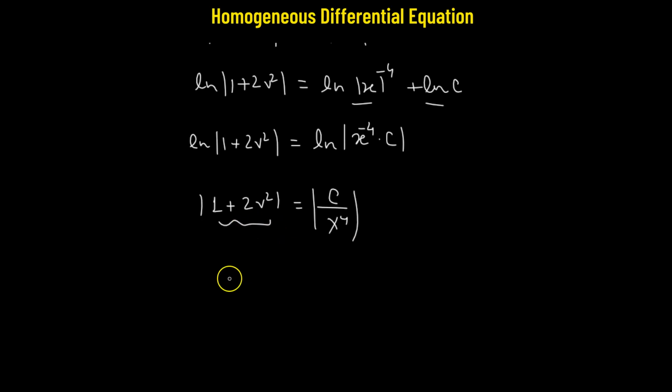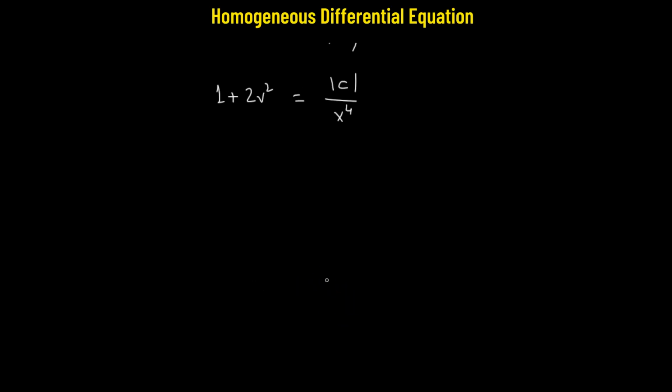Now this value is always positive, so this will be simply 1 plus 2v squared. We can get rid of the absolute value. Then we have absolute value of c divided by x raised to the power of 4, because x raised to the power of 4 is also going to be a positive value. Next, we replace the value of v with y over x. So we have 1 plus 2 times y squared over x squared equals absolute value of c divided by x raised to the power of 4. Let's multiply throughout with x raised to the power of 4. So we have x raised to the power of 4 plus 2 times x squared y squared equals absolute value of c.